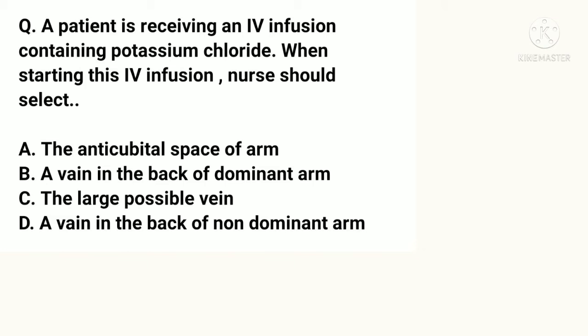A patient is receiving an IV infusion containing potassium chloride. When starting this IV infusion, the nurse should select A. The antecubital space of arm, B. A vein in the back of dominant arm, C. The largest possible vein, D. A vein in the back of non-dominant arm. And the correct answer is C. The largest possible vein.